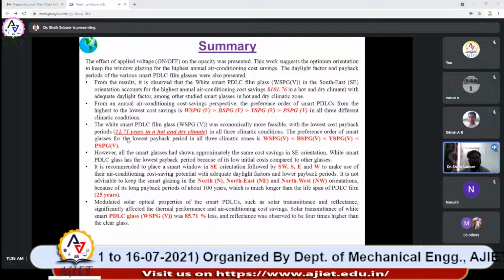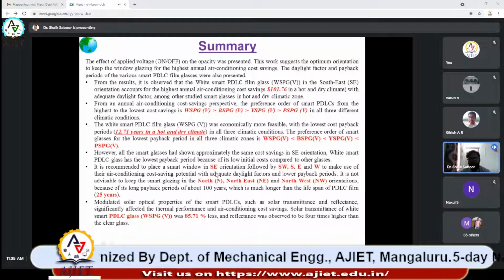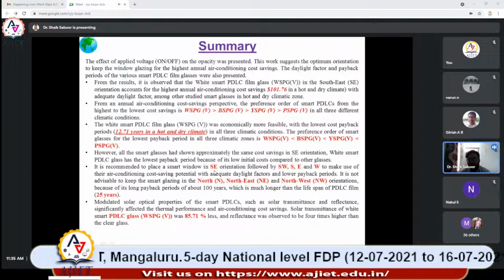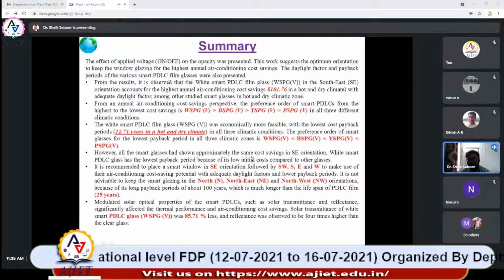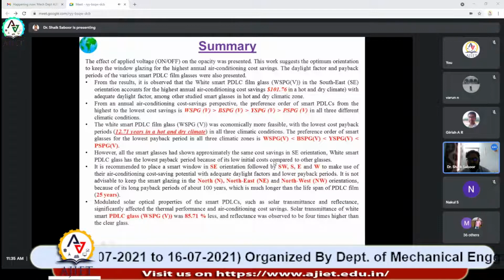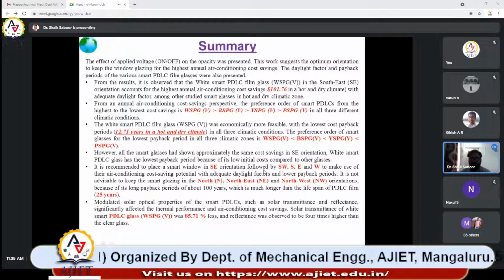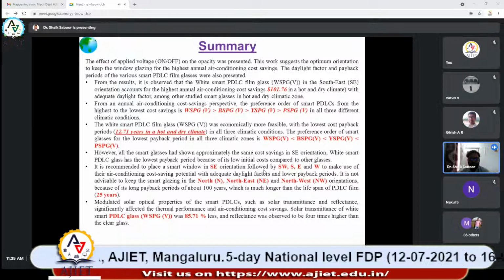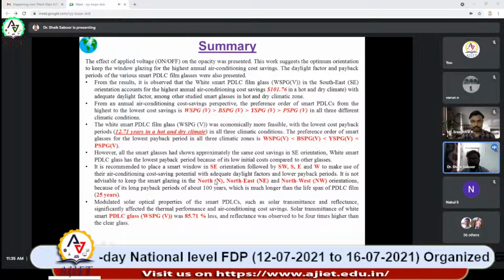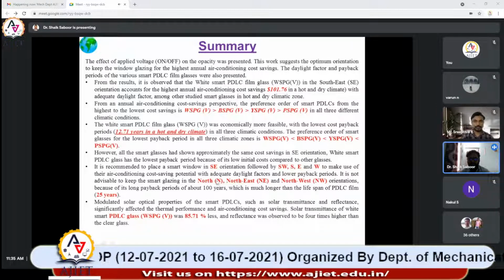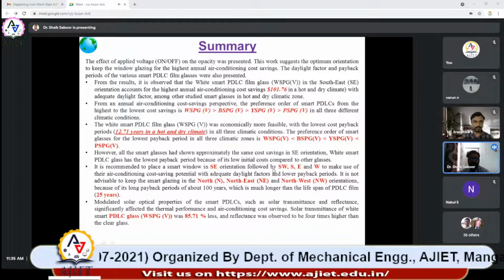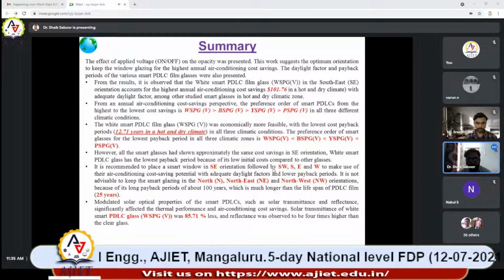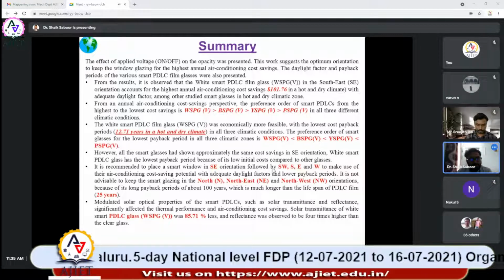What we found here is that it is recommended to place the smart window in southeast orientation. We observed that southeast, southwest, and south orientations are the best orientations to place these glazing systems. That is also very important. Northeast and northwest orientations are not at all recommended for placing the window, in order to reduce cost savings.